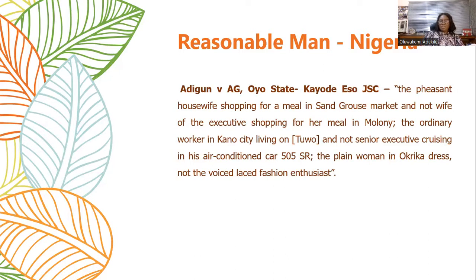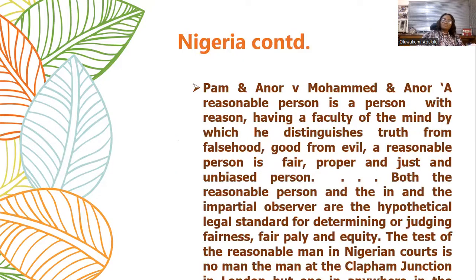For some of us who know where Sandgrouse Market is, the local market in Lagos Island, is not the wife of an executive who is shopping for a meal in Moloni, when Moloni was a major modern store like you will have some big stores today. Is the ordinary worker in Kano City at a local mill, and not a senior executive cruising in his air-conditioned car, the plain woman in Okika dress and not the voiceless fashion enthusiast. And if you situate it in the light of modern day, you can then know who they consider the reasonable man to be. And you have other conceptions of reasonable man in cases, both in English decisions and Nigerian decisions.